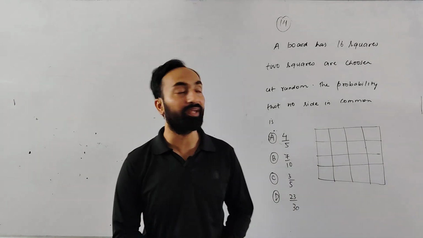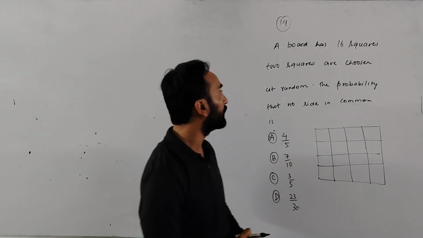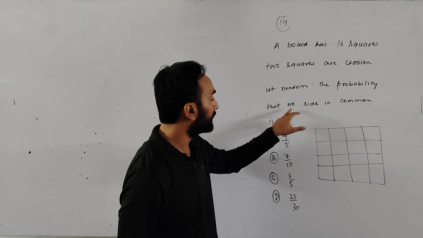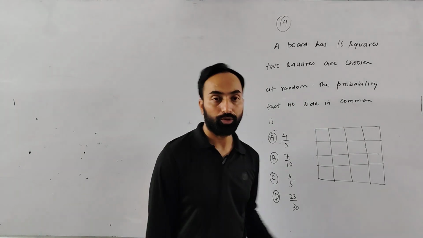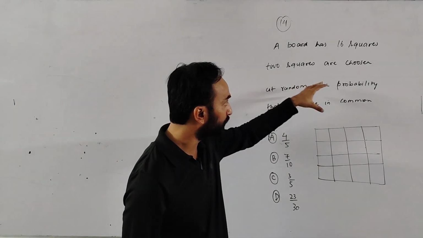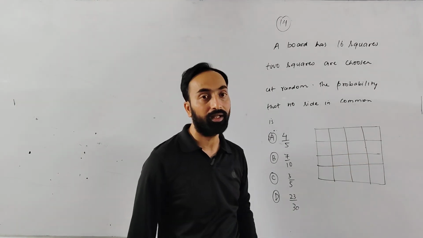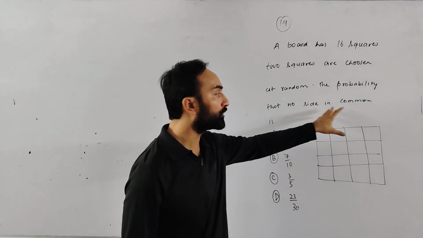So question number 14 we have is, a board has 16 squares, 2 squares are chosen at random. The probability that no side in common. So we have to find the probability if we are choosing those 2 squares from the 16 squares and they have no side in common.